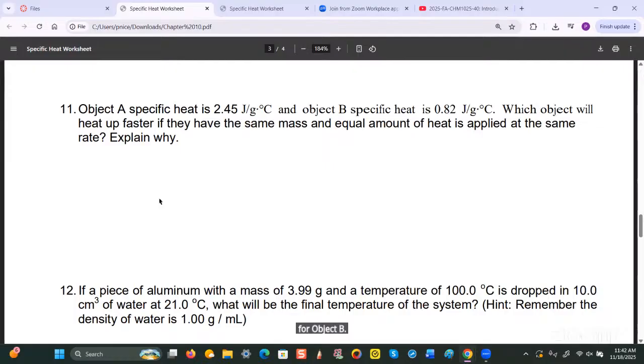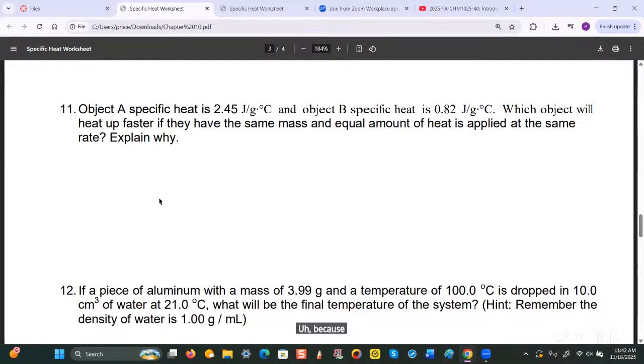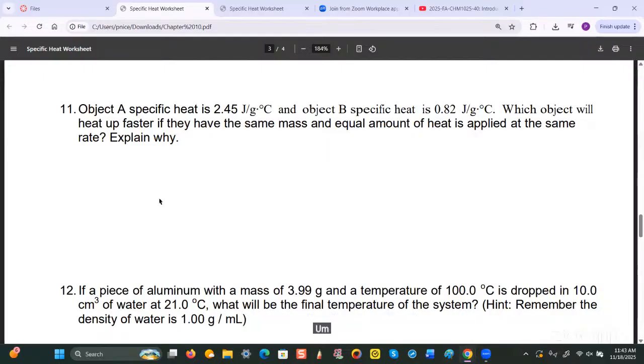B. B, okay, let's hear your reasoning. Because it requires less energy to get hot than object A. Okay, so let's start off with the values. You're saying that, given the mass is the same, because B has a lower specific heat value, less heat is required to heat B compared to A to the same extent, right? So you'd expect that over the same period of time, B would heat up at a faster rate. And that's pretty much it as far as the answer for that question is concerned.